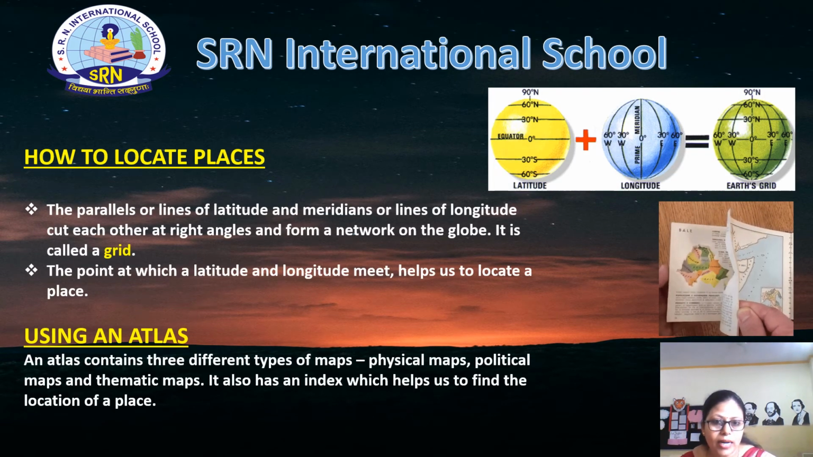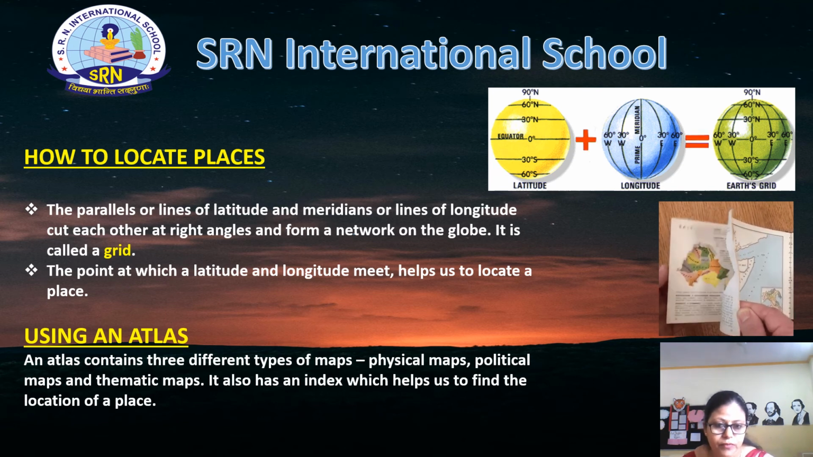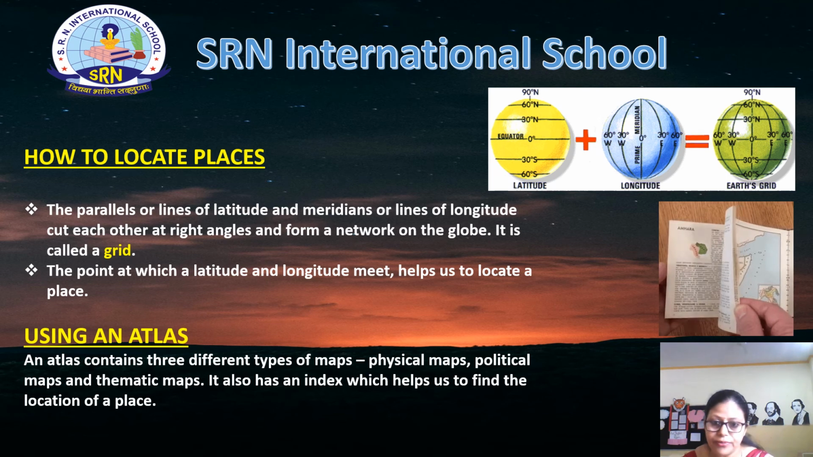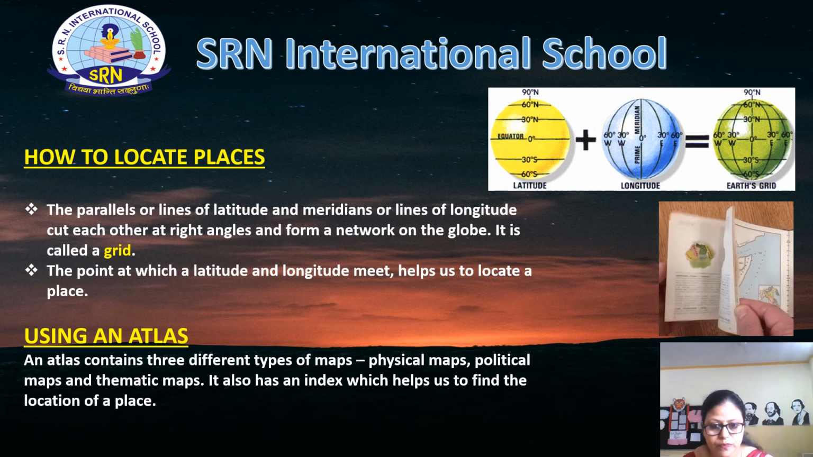The parallels or lines of latitude and meridians or lines of longitude cut each other at right angles and form a network on the globe. It is called grid. The point at which a latitude and longitude meet helps us to locate a place using an atlas. An atlas contains three different types of maps: physical map, political map, and thematic maps. It also has an index which helps us to find the location of a place.